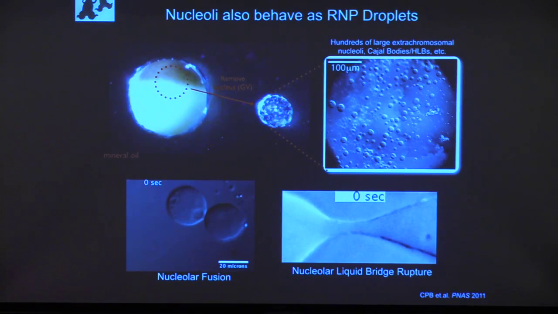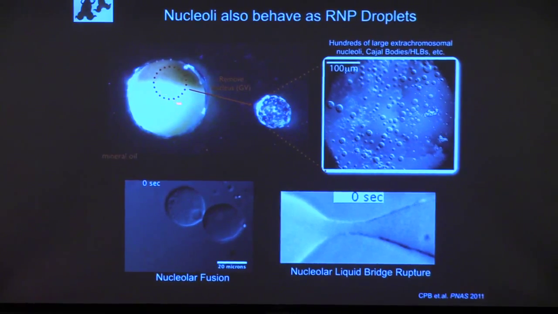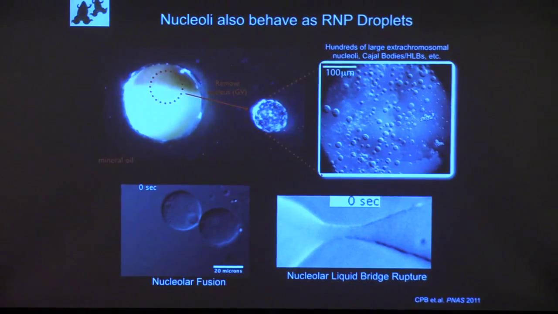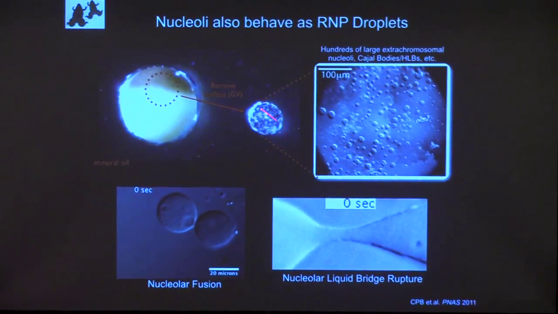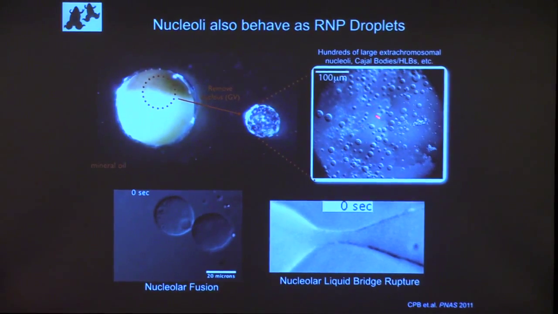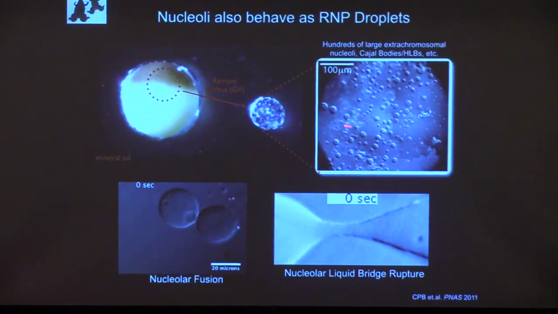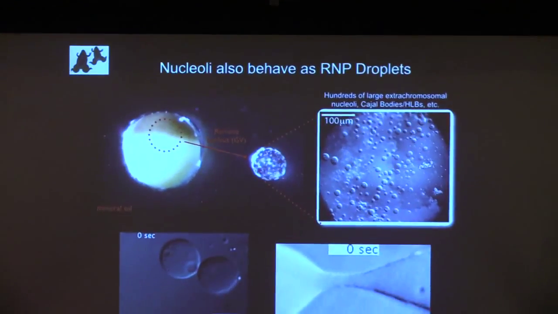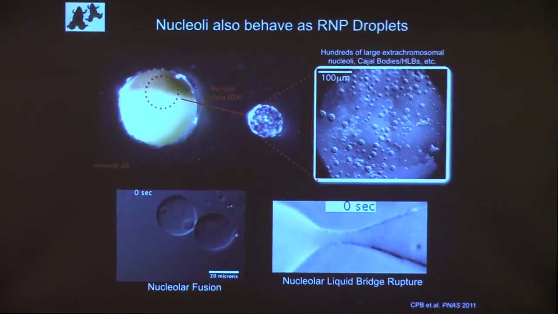This is a completely different system. It's basically a single huge cell. It's about 1 millimeter across. It has a single huge nucleus, about 400 microns across. It's bigger than most cells. And inside this huge nucleus, there are actually hundreds of these nuclear bodies, RNA protein bodies. Here they're nucleoli. There are other types in here, but most of the ones you can see are nucleoli.